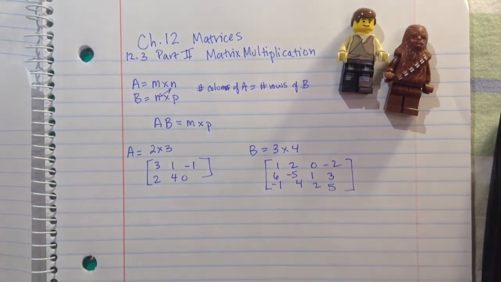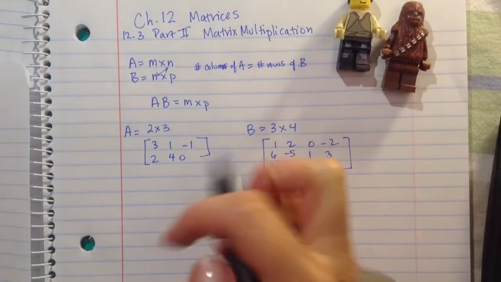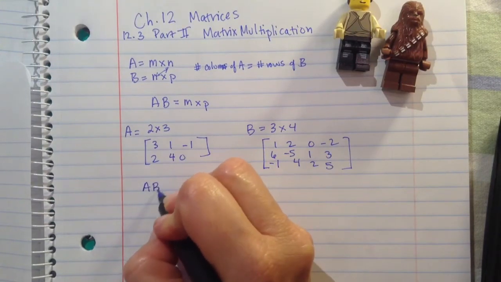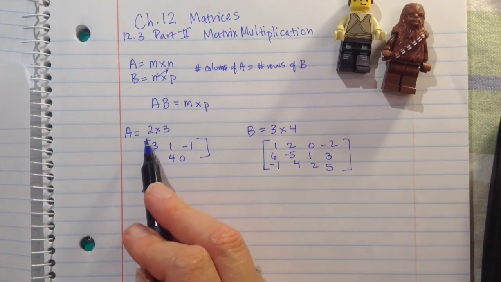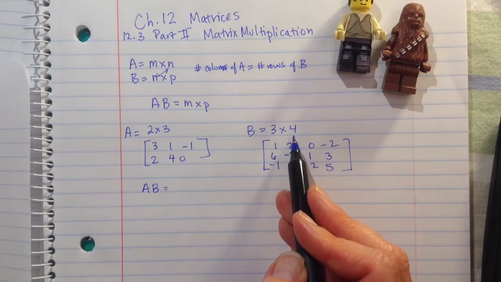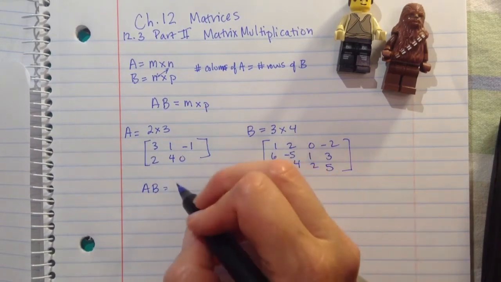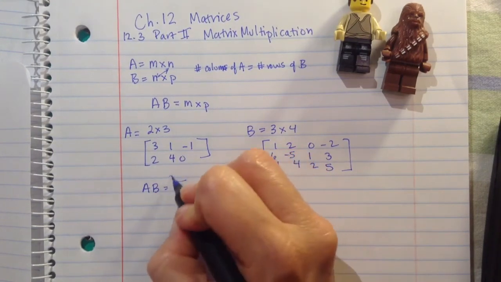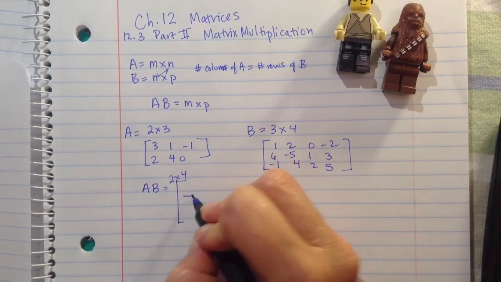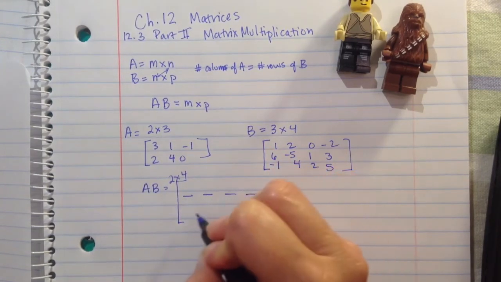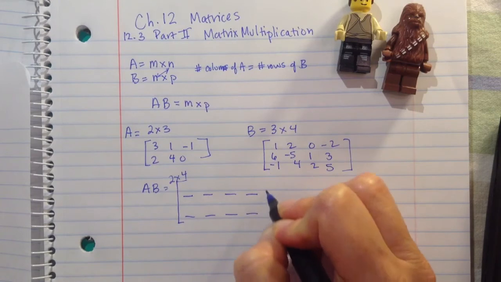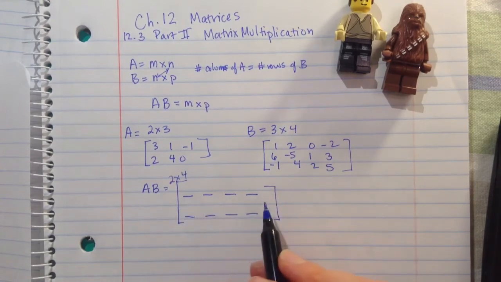All right, when we multiply these two together, we're going to have a new matrix that's going to be the rows of A by the columns of B. So that's going to be a 2 by 4 matrix. So we can kind of set it up. It's going to be 2 by 4. And we know we're going to have 2 rows, 4 columns. So we can kind of set it up here. We know we're going to have to figure out these 8 entries.